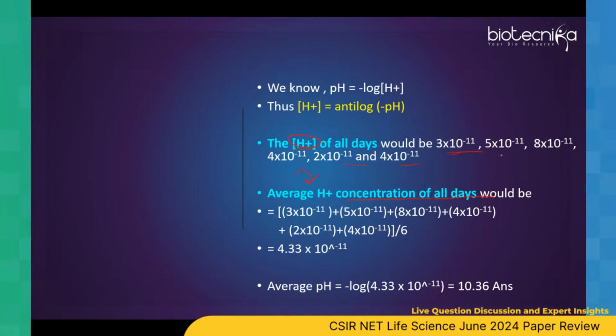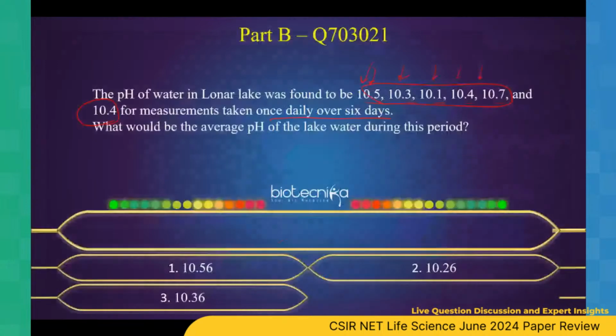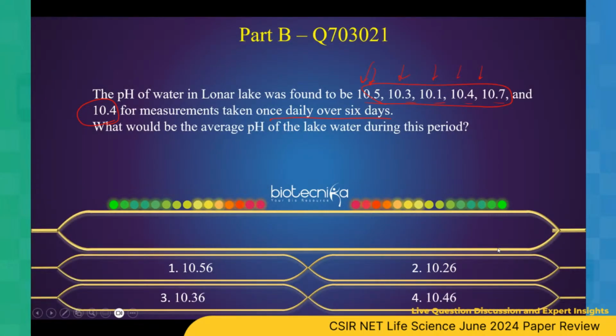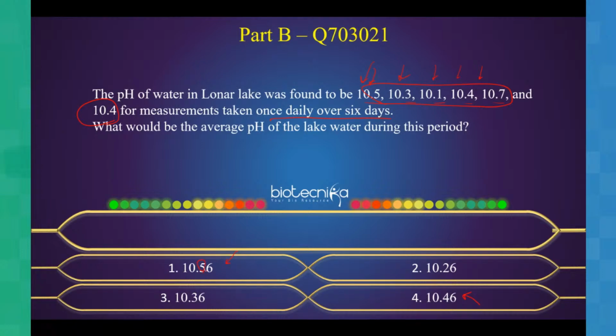Since there are a total of 6 hydrogen ion concentrations, you have to add all of them and divide by 6. So first you add up and then divide by 6. Then you just have to take the pH of it, minus log of this, and you will get 10.36 as the answer. But if you would have taken the average value of the pH, you were getting something like this. So you can see the answers have a very fine difference between them, just 0.10 difference.